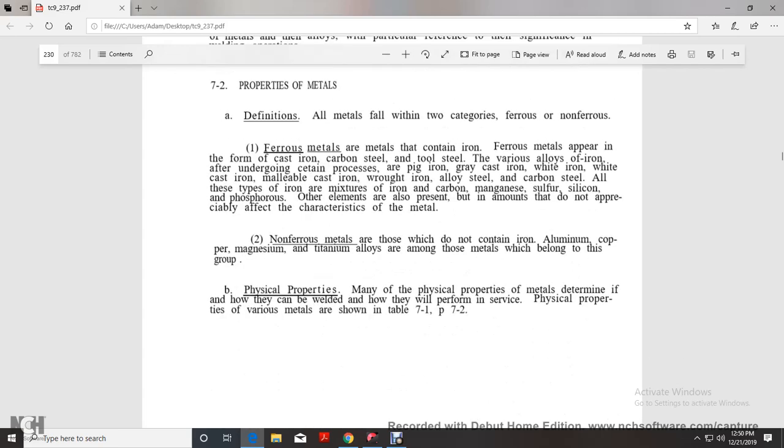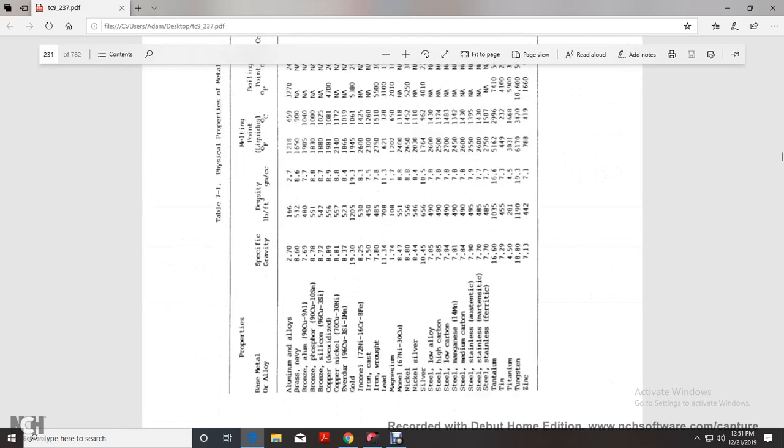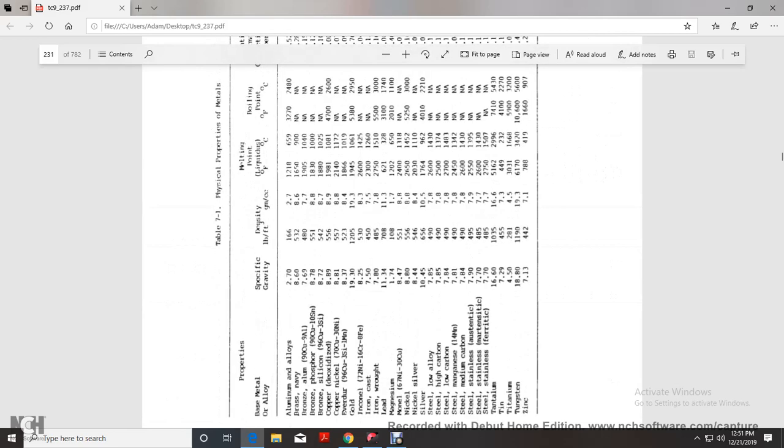Non-ferrous metals are those which do not contain iron. Aluminum, copper, magnesium, and titanium alloys are among the metals which belong to this group. Physical properties. Many of the physical properties of a metal determine how it can be welded and how it will perform in service. The physical properties of the various metals are shown in Table 7-1, page 7-2. This shows the table of physical properties of the metals.